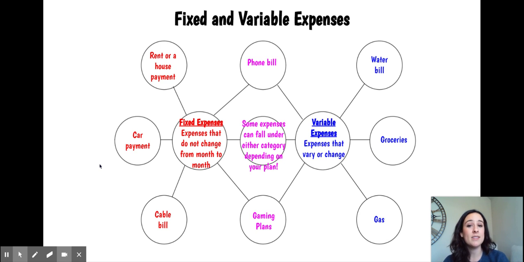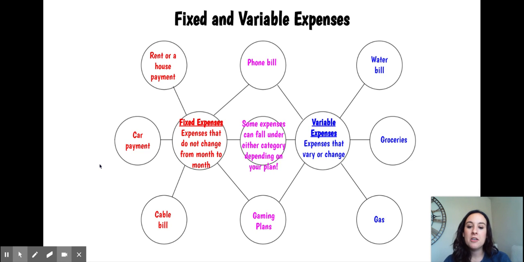There are some expenses that we see that can fall into both categories, just depending on your plan. So an example of this is your phone bill. I pay the same amount every single month for my phone. So for me, the phone bill is a fixed expense. But some people pay depending on how much they use their phone. So for them, they have a variable expense for their phone bill. It changes depending on how much they use their phone.